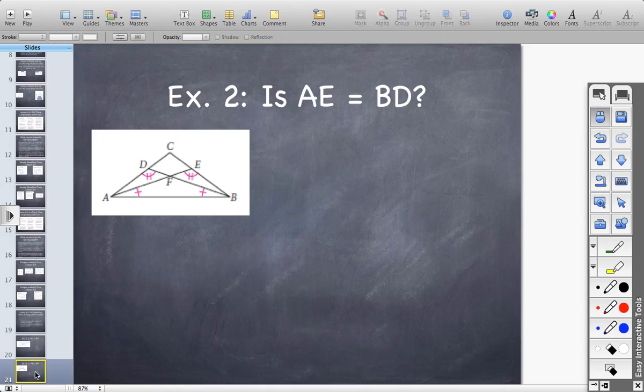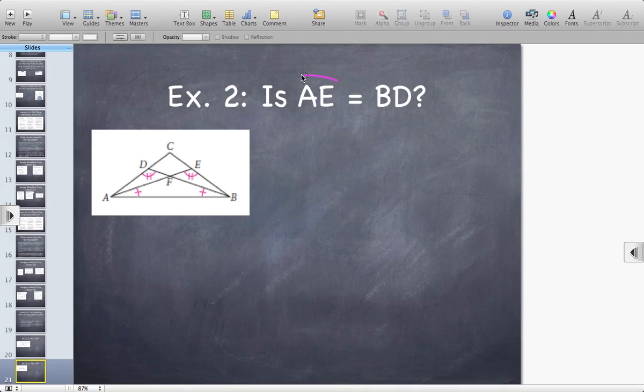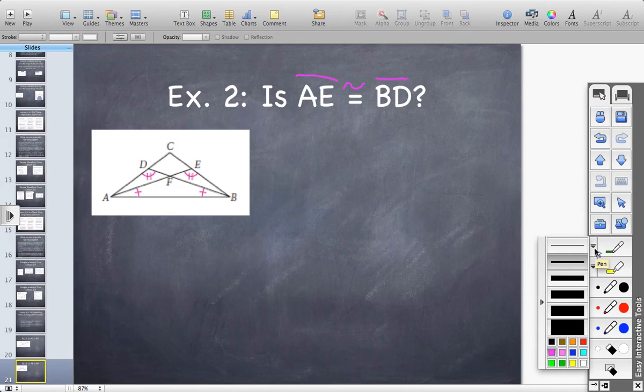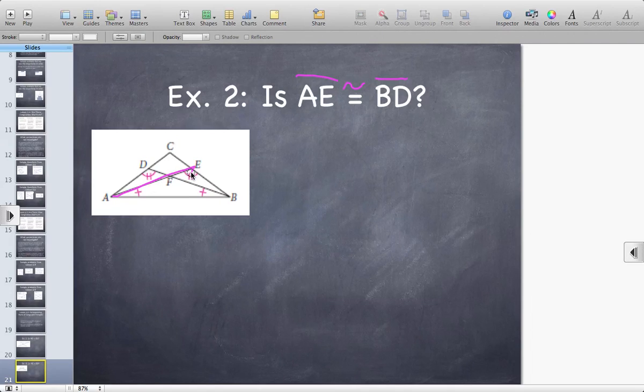All right, so next let's take a look at: is line segment AE congruent to line segment BD? So the first thing you want to do is take a look at where those line segments are. AE is this segment right here. And looking at the pictures of the congruencies, this is the triangle I'm working with.